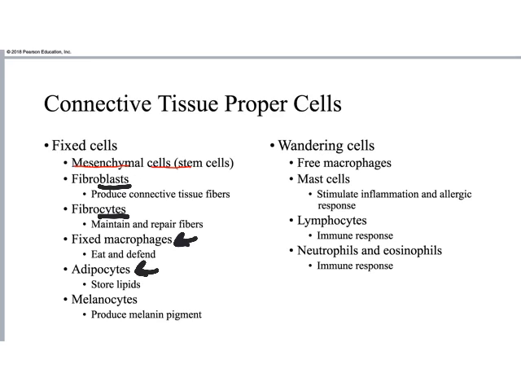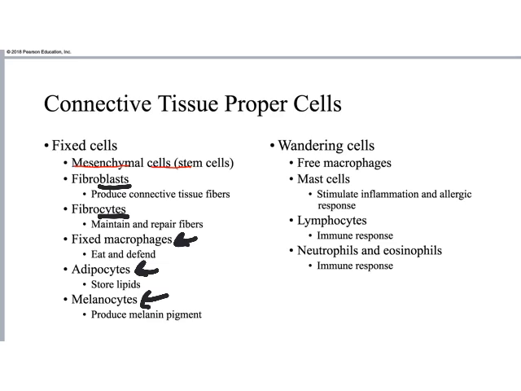Adipocytes, or some people say adipocytes, these are going to be fat cells pretty much. They're just going to store lipids, and so they're going to be a source of energy for us. And then melanocytes. We didn't talk about melanocytes yet. We'll talk about them in more detail when we get to skin. But they produce melanin, which gives our skin color and protects us from ultraviolet radiation.